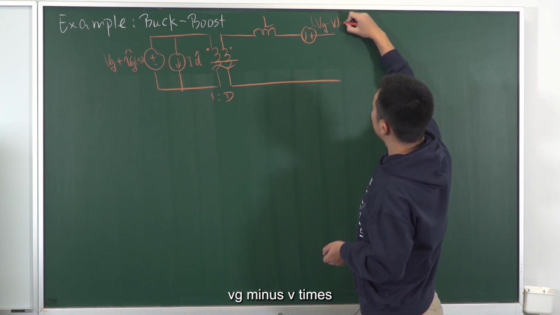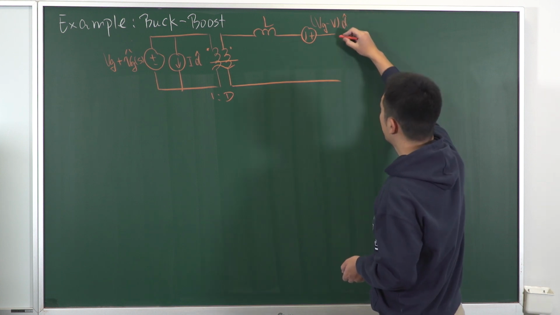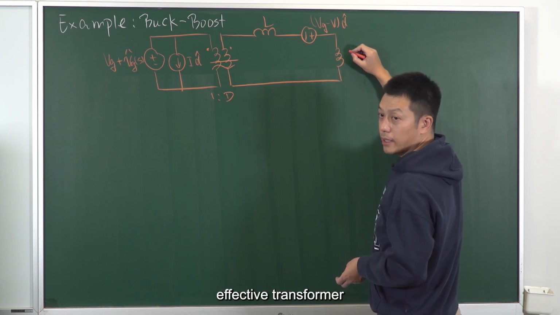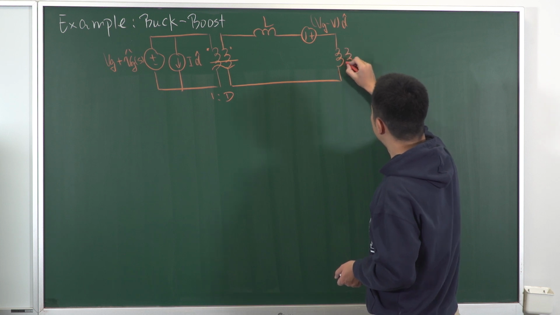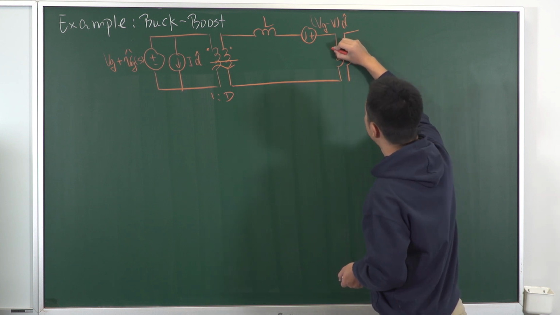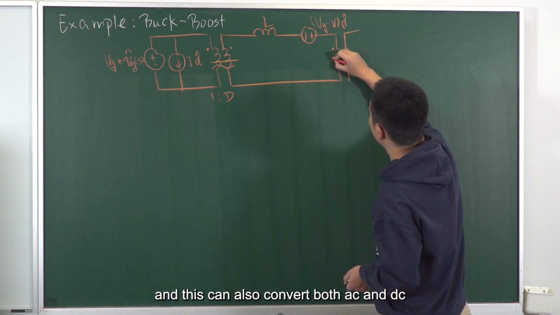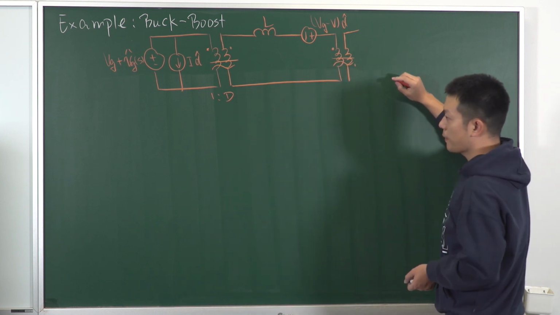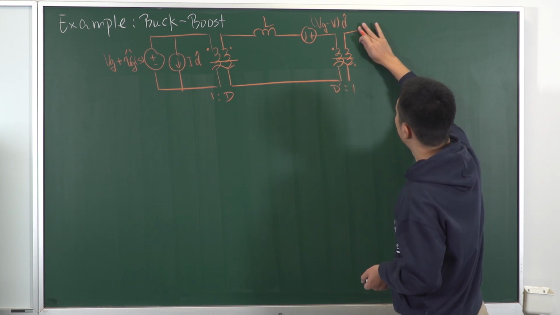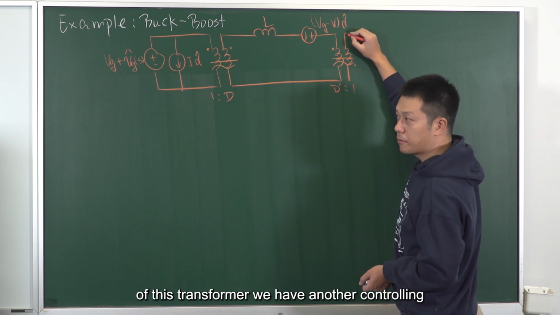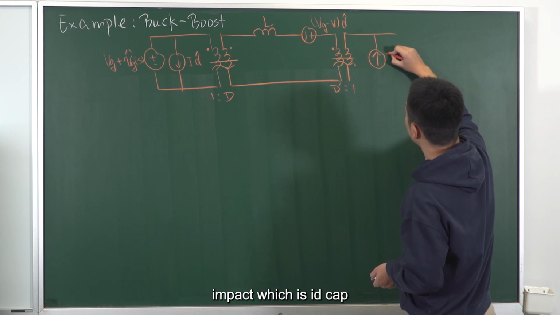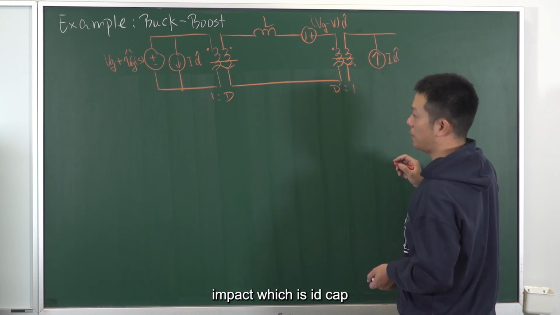So that is (Vg minus V) over D times small signal d cap. And here we have another effective transformer. The coupling points are inverted, and this can also convert both AC and DC. The turns ratio for this transformer equals D prime to 1. On the secondary side of this transformer, we have another controlling source, which is I d cap.